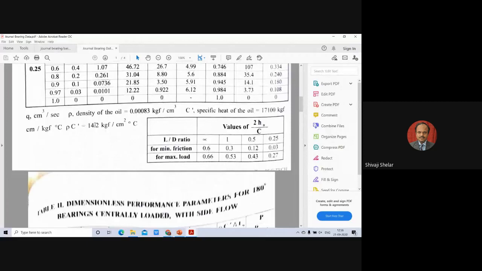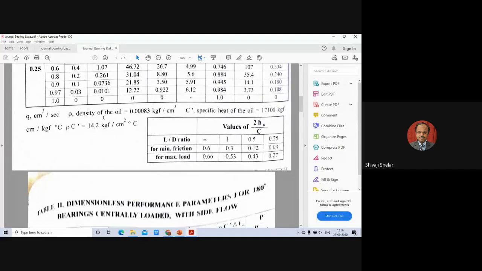Here you can see the density of the oil is given, that is 0.000836, between 83 to 86 kgf per centimeter square. Specific heat of the oil is 1700 kgf per centimeter per kgf per degree Celsius, and the rho Cp product, this rho into Cp, is equal to 14.2 kgf per centimeter square.